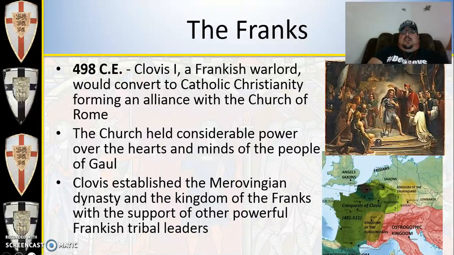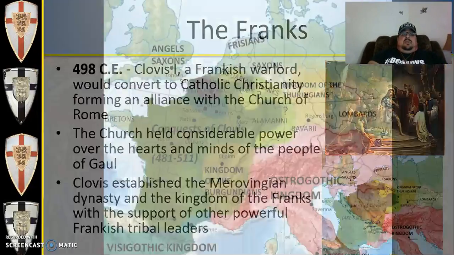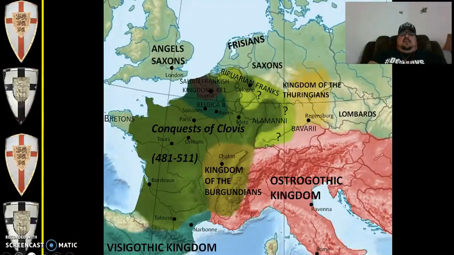And again, you can always pause this if I'm going too quick for you. Here's that little map just to give you guys an idea. You can see where the Franks come in here. Conquest of Clovis the First. How that's growing and that's spreading over towards the right. Okay.